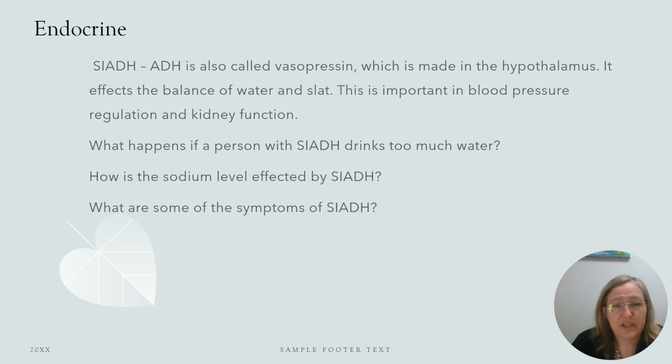So if you have an issue with regulating fluid, does that mean that you have too much fluid or too little with SIADH? How does that look? And how would you treat that? Would you give the patient more fluid or less? Would you restrict their fluid? Also think about how that affects sodium. Is the sodium high or low with this patient? And does that mean they should have more salt or less salt? And then what are some of the symptoms of SIADH?